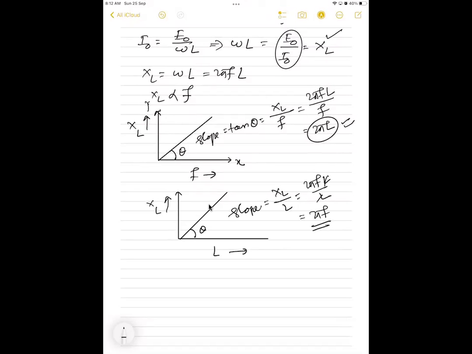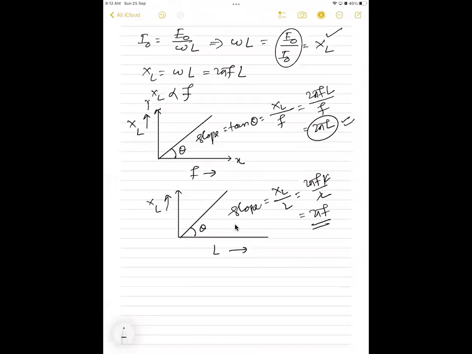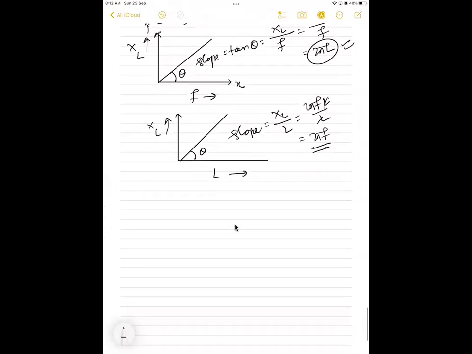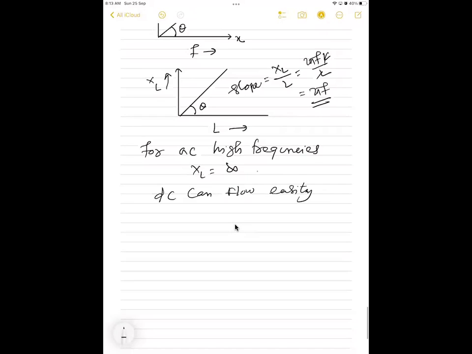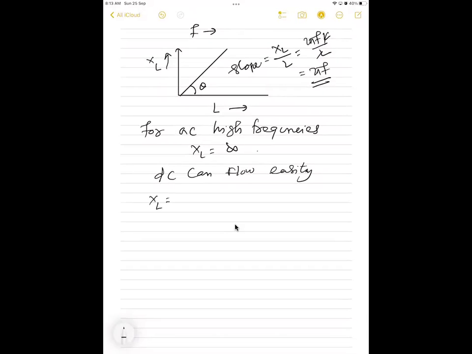Okay? And for high frequencies, if frequency goes to infinity, very high, then what will XL become? Infinity, right? So for AC at high frequencies, XL is equal to what? Infinity, right? And DC can flow easily, because XL will be 0, right? No frequency, nothing, right? And you know XL is equal to finally omega L, sorry, omega L, that is equal to E RMS by I RMS, correct?